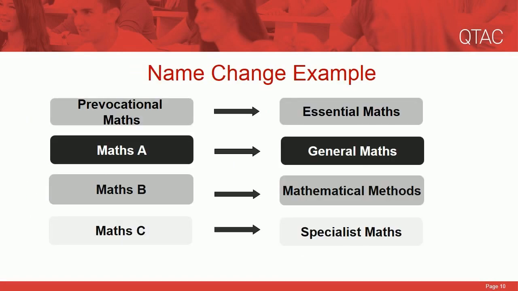Here is a good example of how subject names are going to change as part of the QTAC curriculum revisions. Everyone will be familiar with Maths A, Maths B, and Maths C. Their names are now changing to General Maths, Mathematical Methods, and Specialist Maths. This is to align with the naming and conventions being used in the Australian national curriculum.